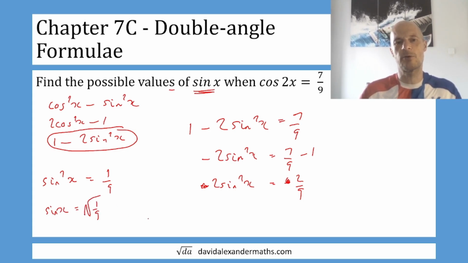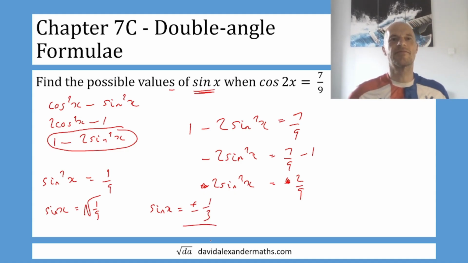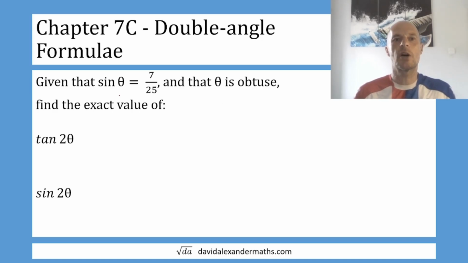So therefore the sine of x is going to be the square root of 1/9. We just need to be careful here. The answer isn't just 1/3, it's also -1/3. So if sine squared x is a ninth, then sine x is plus or minus 1/3. And we're done.